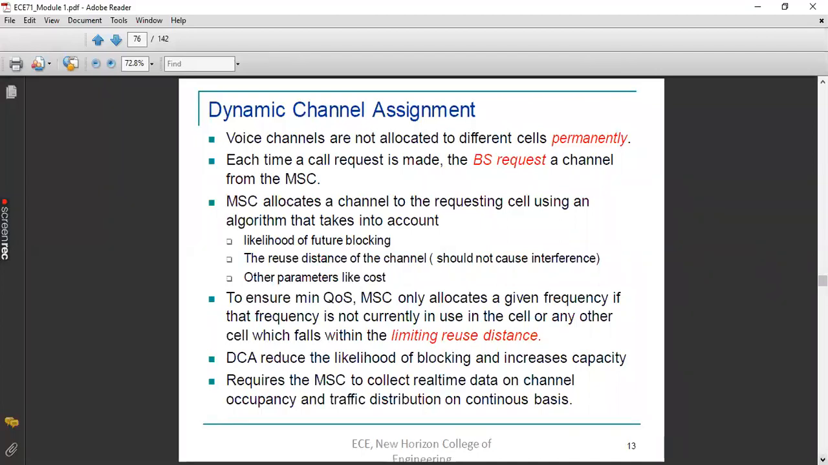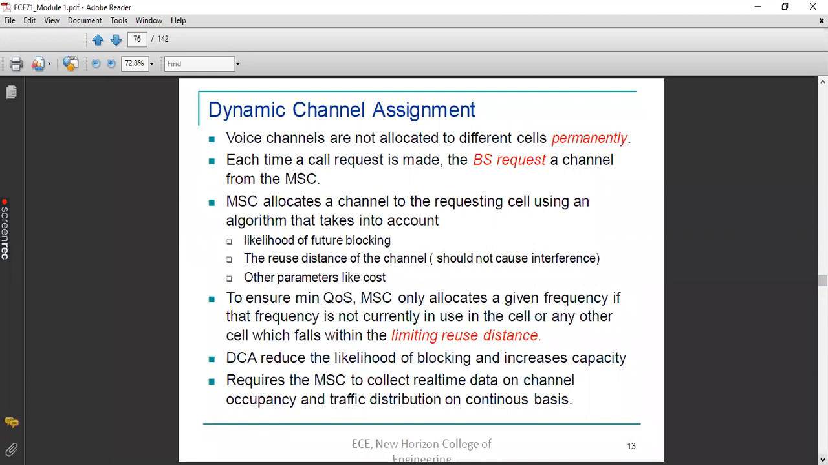The three important parameters in the algorithm are, first, the likelihood of future blocking. It will check whether, if a specific set of channels has been allocated to that particular user, there will be any future blocking. What is the probability of blocking that particular call if these channels have been assigned to that cell? That will be taken into consideration.